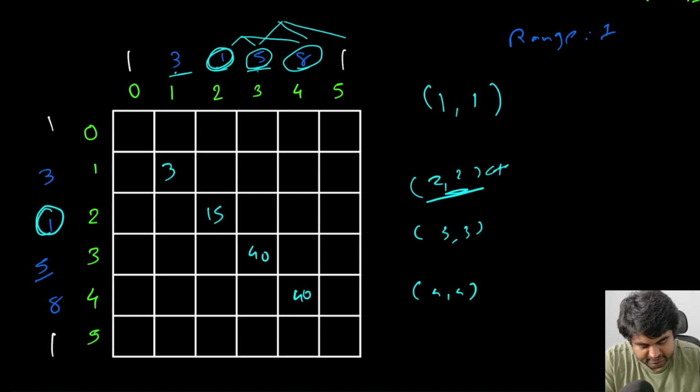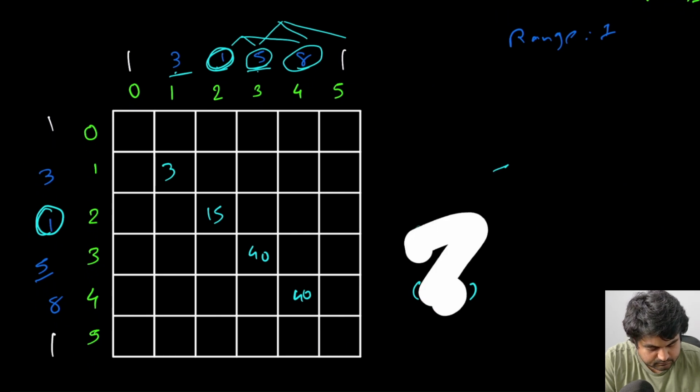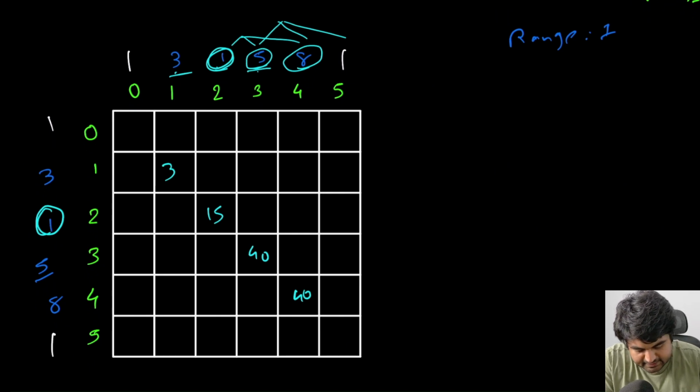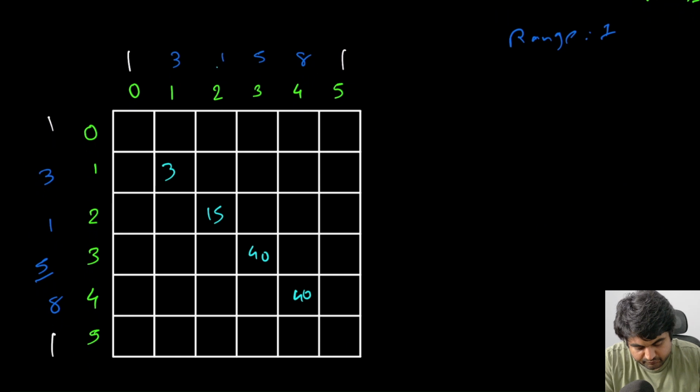So we can mark all of these values as it is. That's cool. Now let's up the ante and let's update the total number of range that we are currently trying to build out. So first range would be of size 2. Now comes the interesting part.